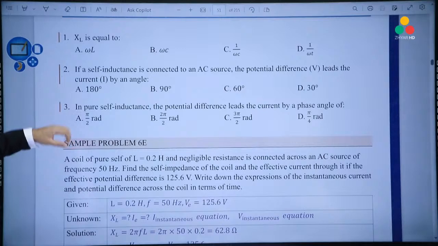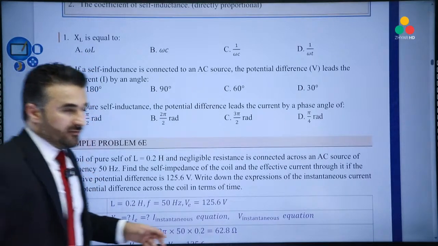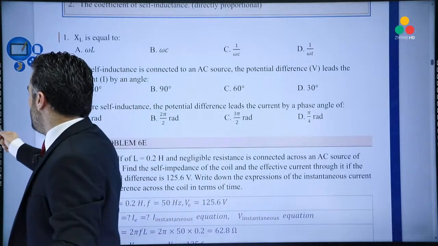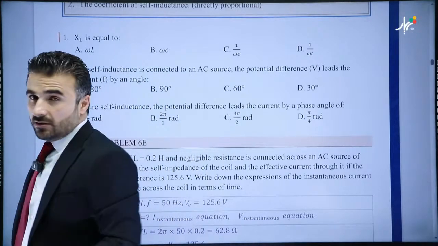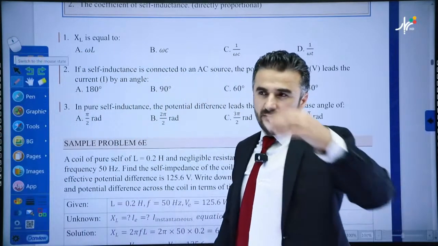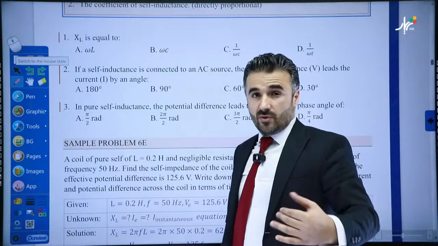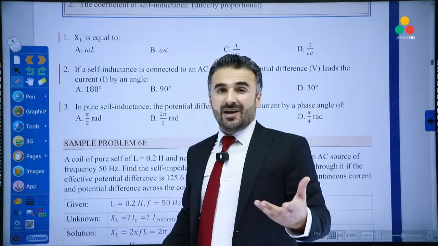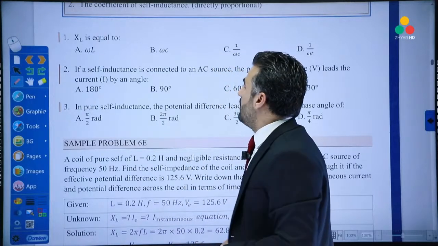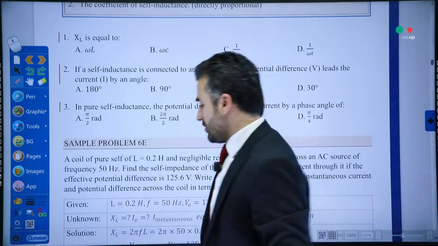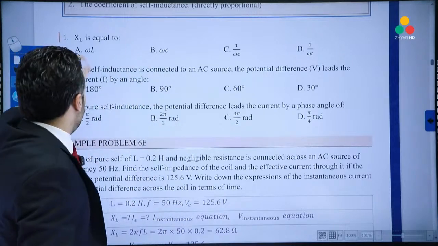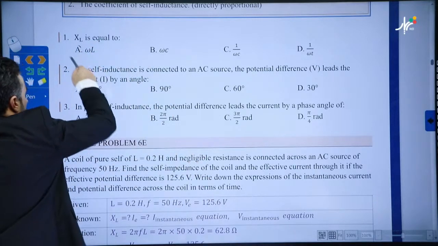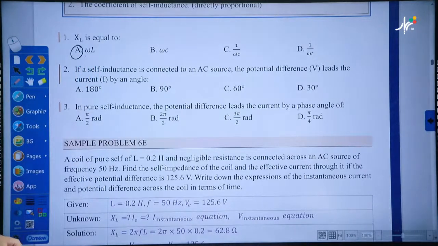Take a look at this one. It says inductive impedance is equal to what? We've learned that it is either equal to, using Ohm's law, voltage over the current, whether maximum with maximum, effective, or instantaneous with instantaneous. If those are not given, then it depends on omega and the inductor, the self-inductance. So basically it is equal to omega times L.